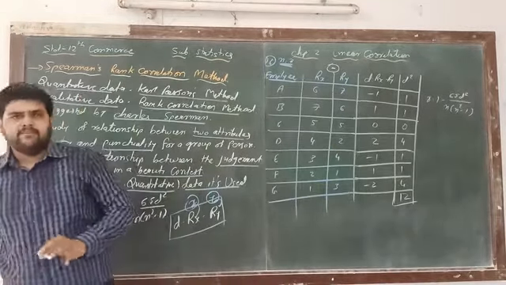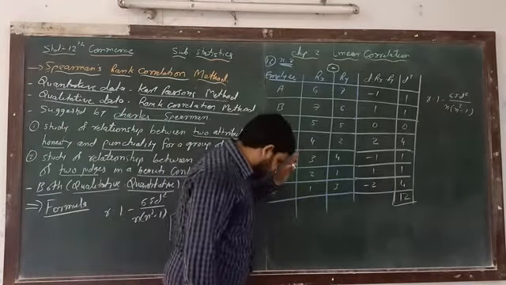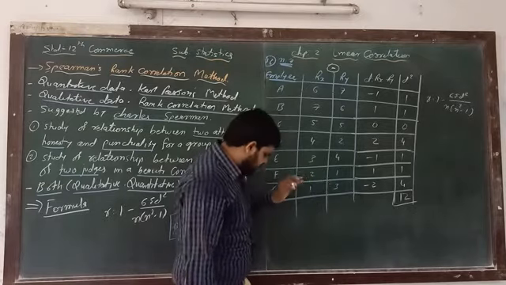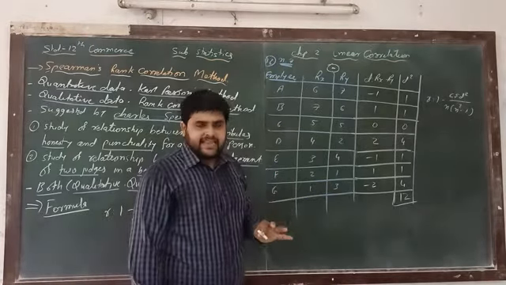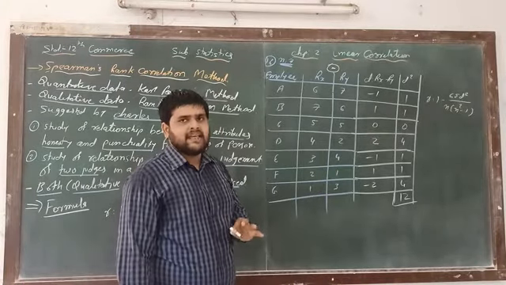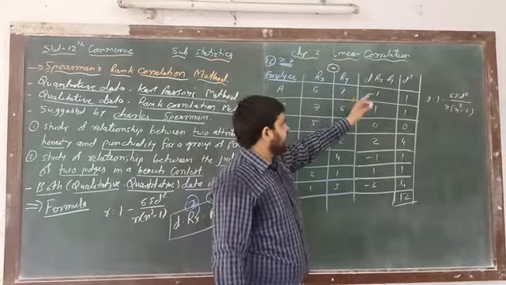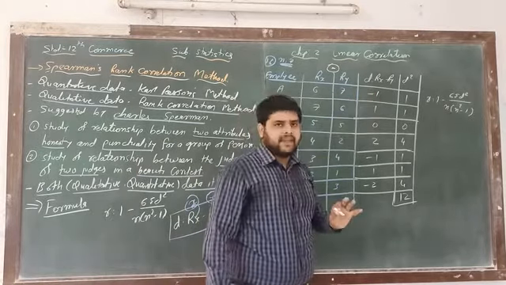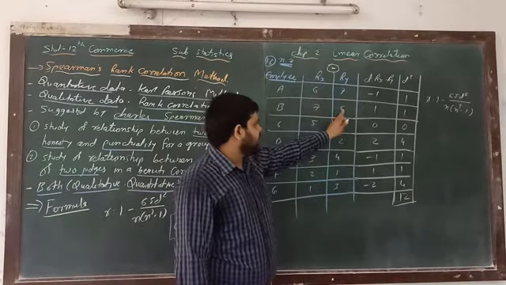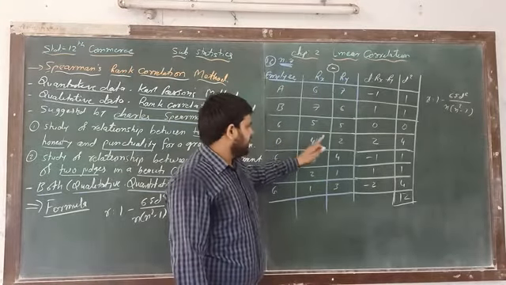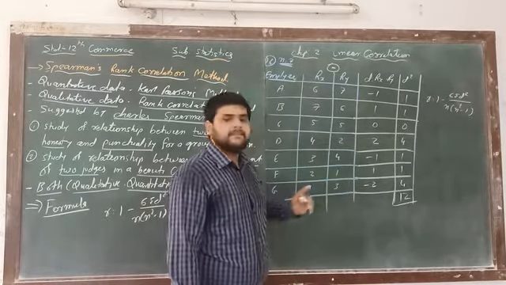See friends, what we have to do? First of all, Rx and Ry are given directly. So no need to convert or find out Rx and Ry. Then what we have to do? We have to find out D. D is equal to Rx minus Ry. How can we find out? 6 minus 7, 7 minus 6, 5 minus 5, 4 minus 2, 3 minus 4, 2 minus 1, 1 minus 3.